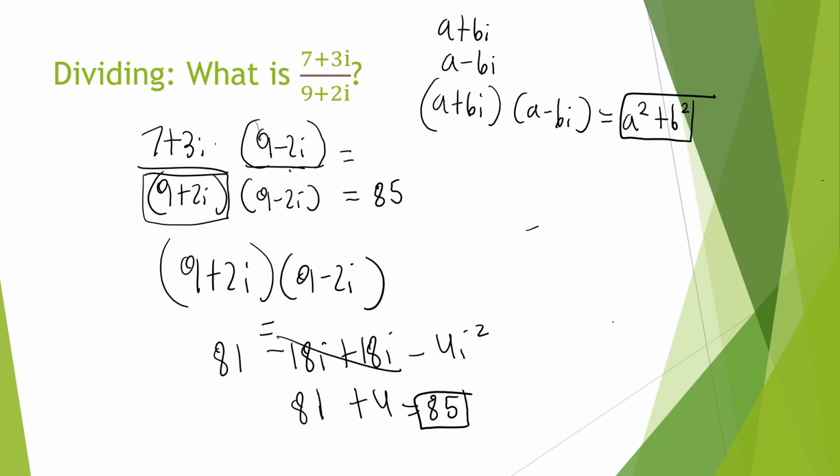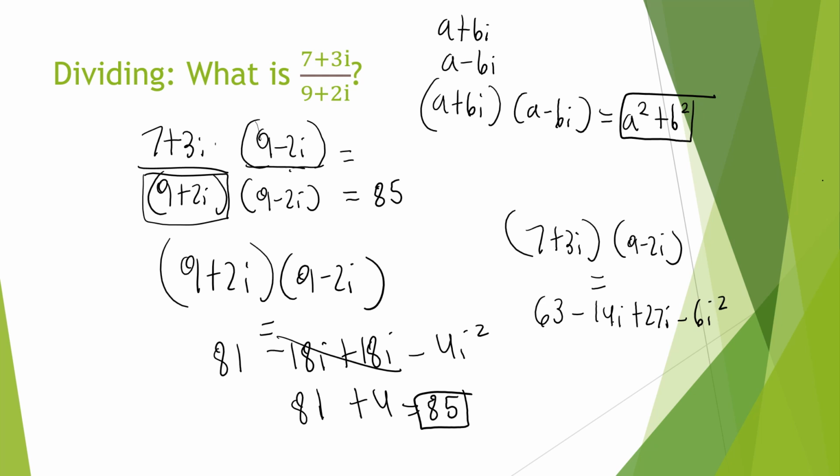The numerator is a bit more complicated, times minus 2i. So you get 63 minus 14i plus 27i minus 6i squared. And what you get from that is 63 plus 6, because i squared is negative 1, plus 13i. So you get 69 plus 13i. So your result is 69 plus 13i over 85.